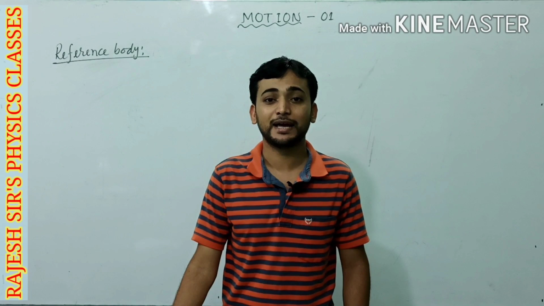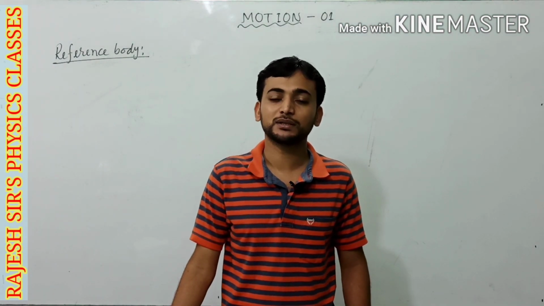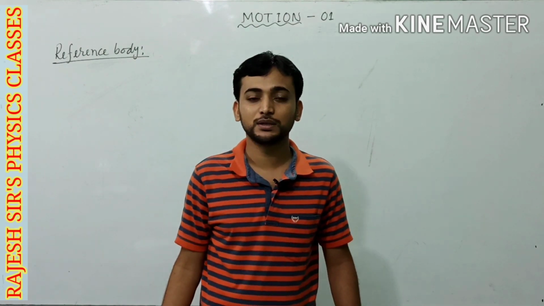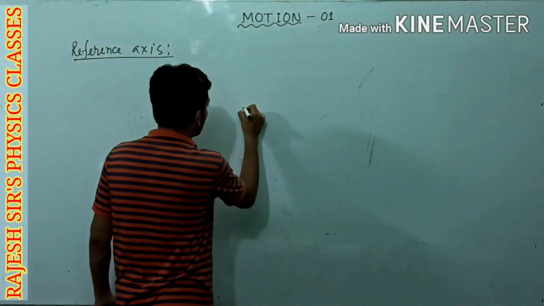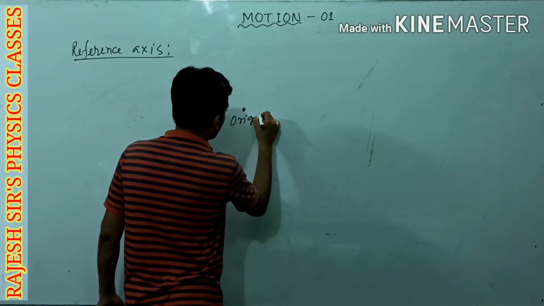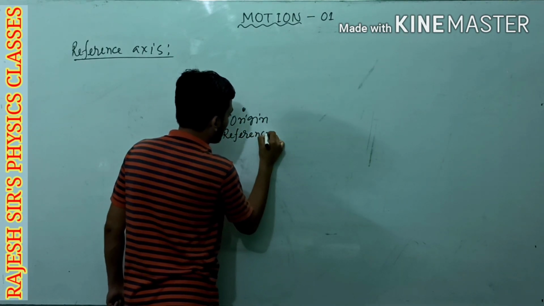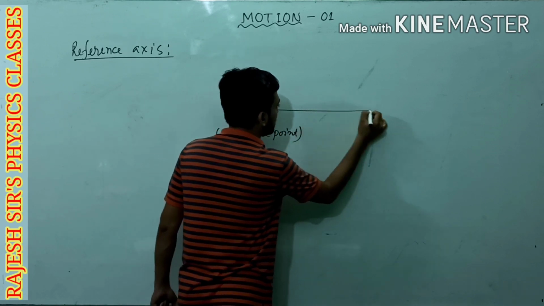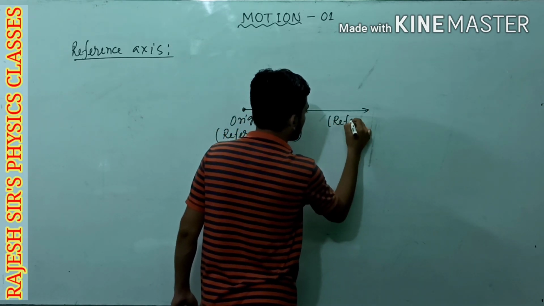Now reference axis. What is reference axis? Any straight line passing through the reference point, that is the origin, will be known as reference axis. Suppose this is our origin, that is, the reference point. If we consider a line, this line will be known as reference axis.